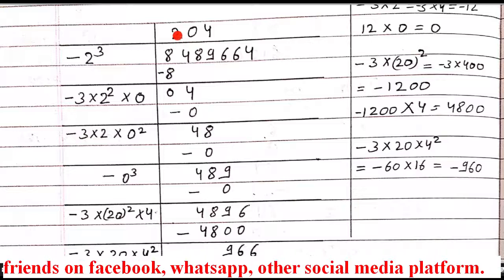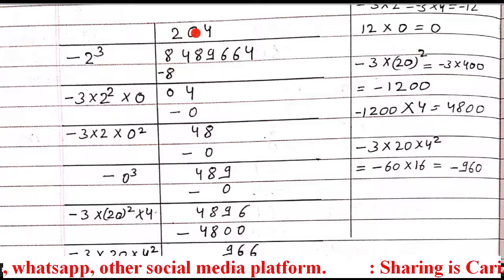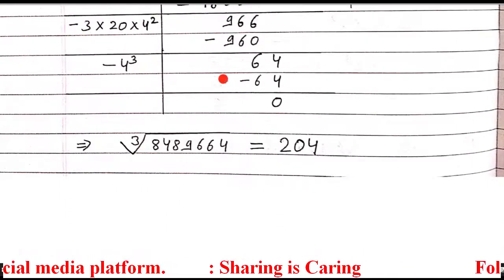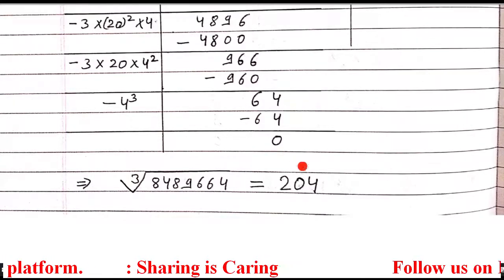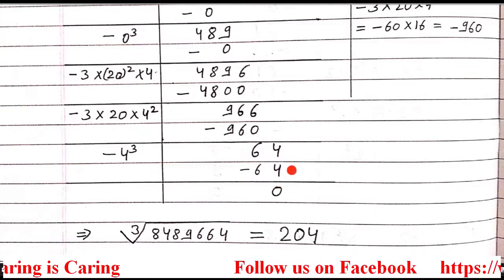So which numbers we selected? 2 we selected in first step, 0 we selected in the second step, and 4 we selected in last. That's why overall selected number is 204. And so students, these two questions completed.